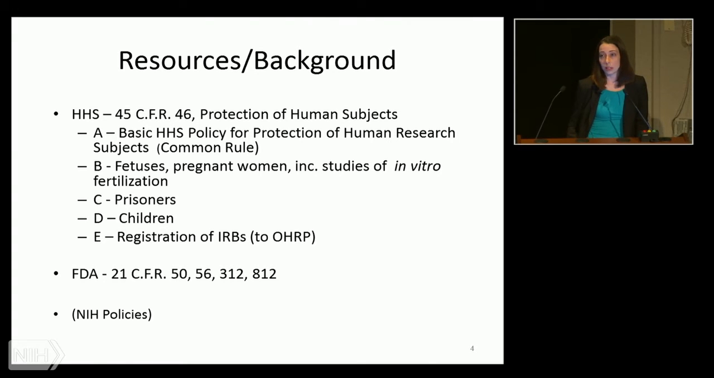IRBs are the groups that are tasked to oversee and assure that the protocols submitted to them and approved as required by the regulations meet the regulations. So parts 50 and 56 really are very similar to 45 CFR 46 subpart A. Parts 312 for the FDA regard investigational new drug applications, so if part of your research question involves testing a drug. And 812 regards devices or investigational device exemptions.